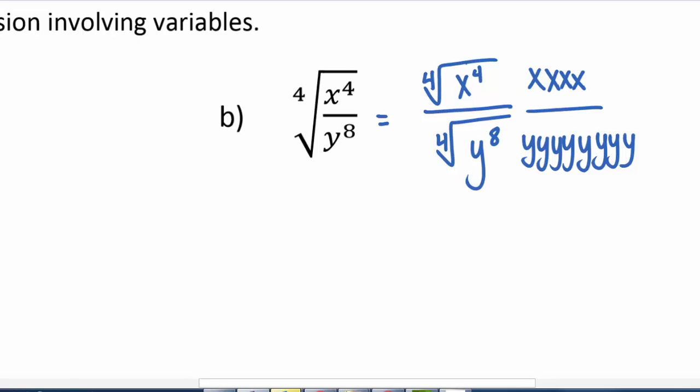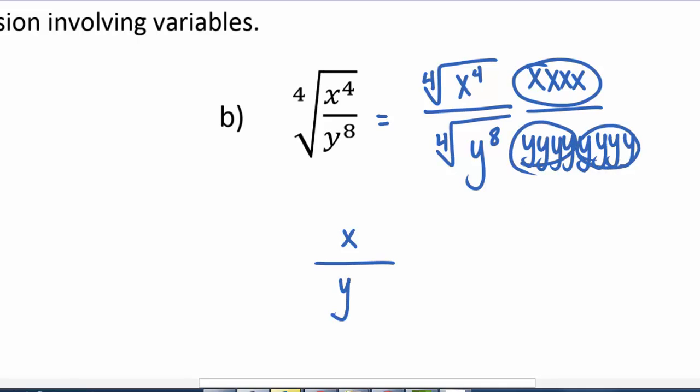So I'm looking for groups of 4. I have one group on top, which gives me 1 x on top, right? I'm taking it out from under the radical. Then I have 2 even groups of y's, so y times y is y squared. Again, there was nothing left over, so I have nothing left under my radical.